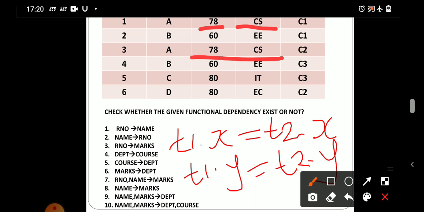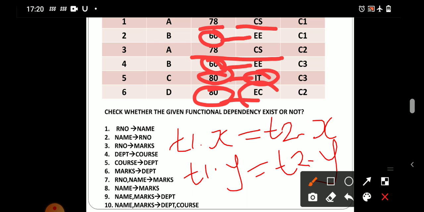Then consider the other tuples also. Here we have 60 and the department is EE. Here again we have 60 and the department is EE. No problem. Now check the other tuples. Now see the 80. This 80 has IT and this 80 has EC. Again different values, which means this condition is fulfilled but this is not fulfilled. So again we'll say that the sixth functional dependency also does not exist.